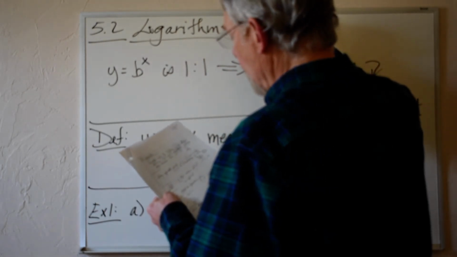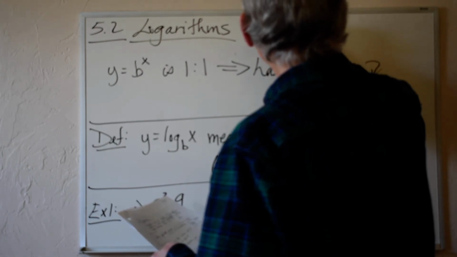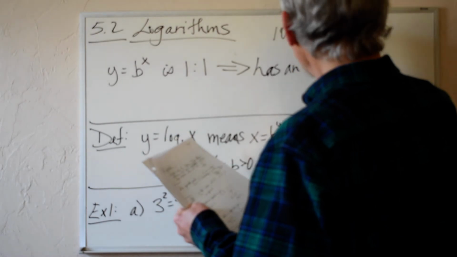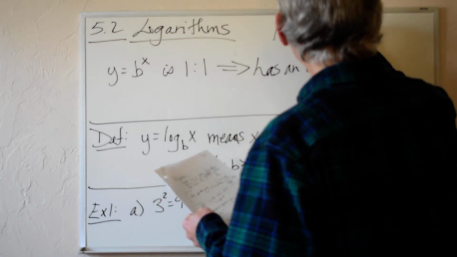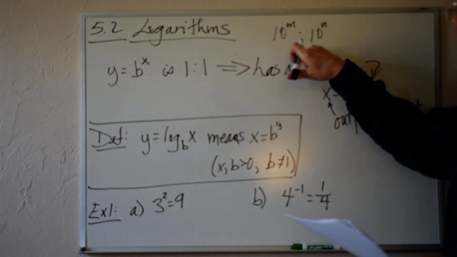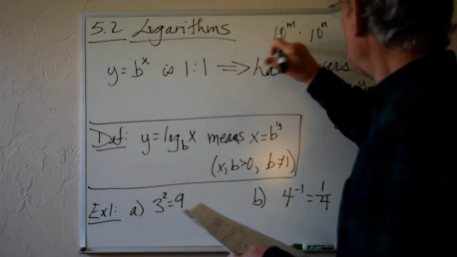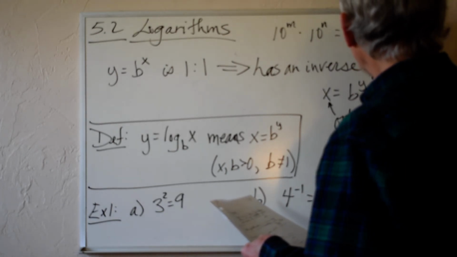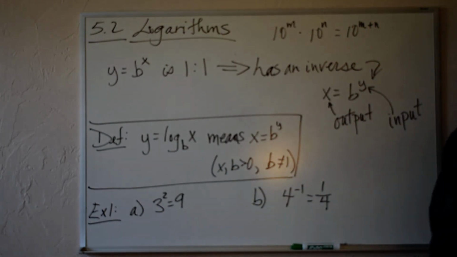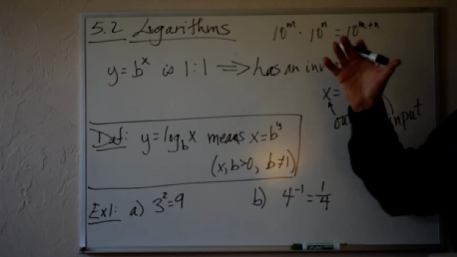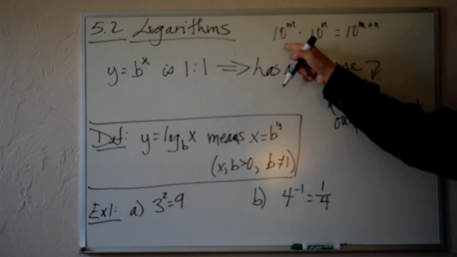If you have really big numbers, it's tough to multiply them. But if you could express those really big numbers as powers of 10, well, then it's easy to multiply them. As we know from exponents, you just add your two exponents and you have your answer. But the problem is, well, how do you convert really big, messy numbers to powers of 10?